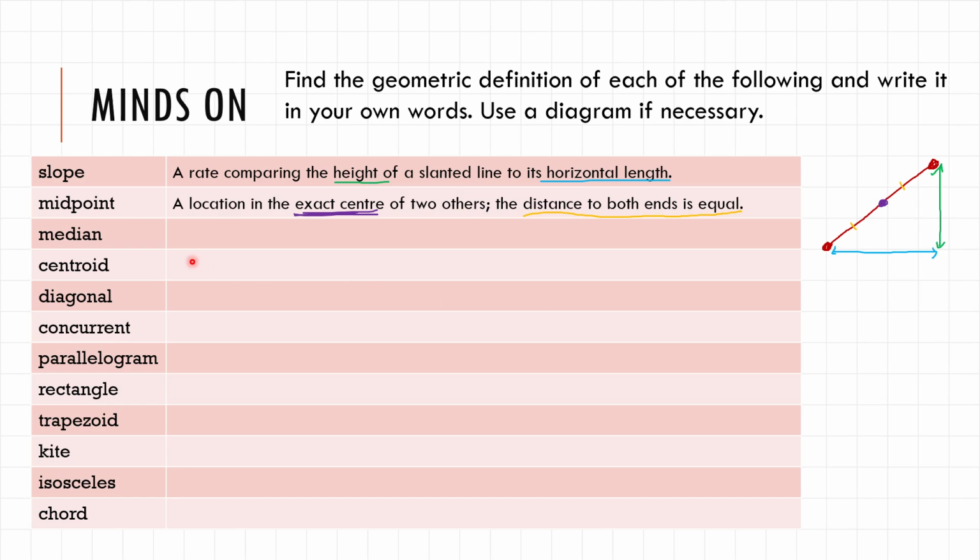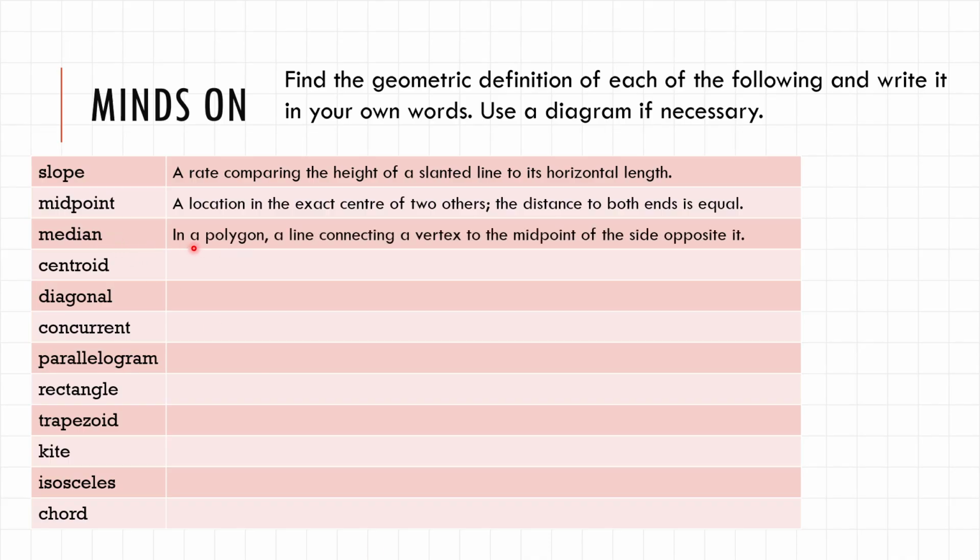Moving on, the median of a shape, and you know what, let me get rid of my diagram. Pause the video here if you need to copy down this diagram. All right, let me erase that now. The median of a shape actually is in a polygon. It's a line connecting a vertex to the midpoint of the side that is opposite it. And that's usually for triangles.